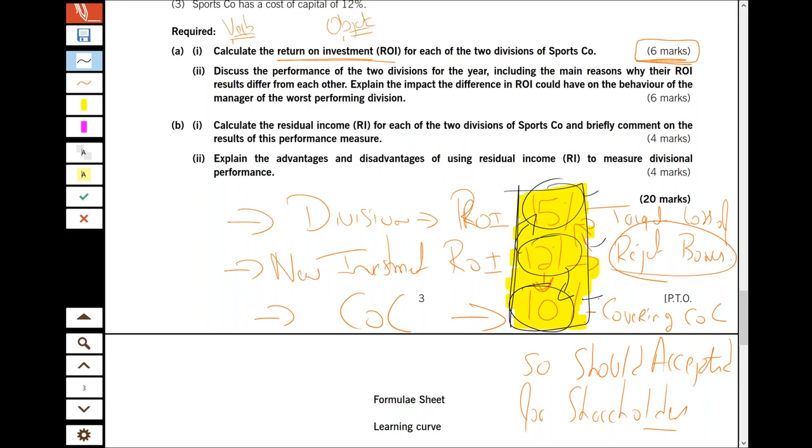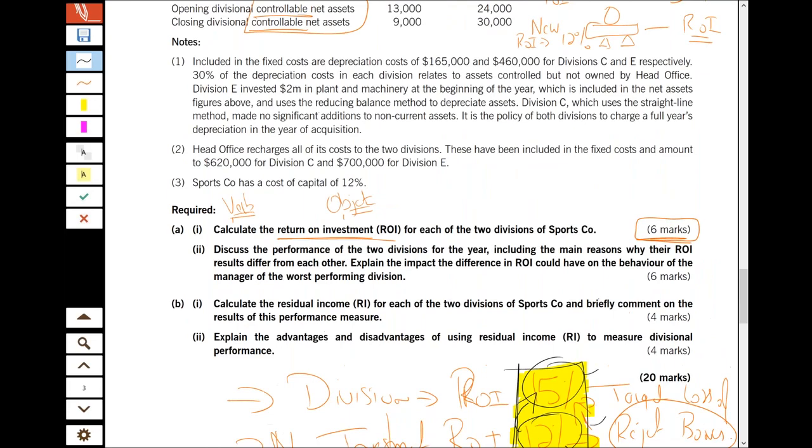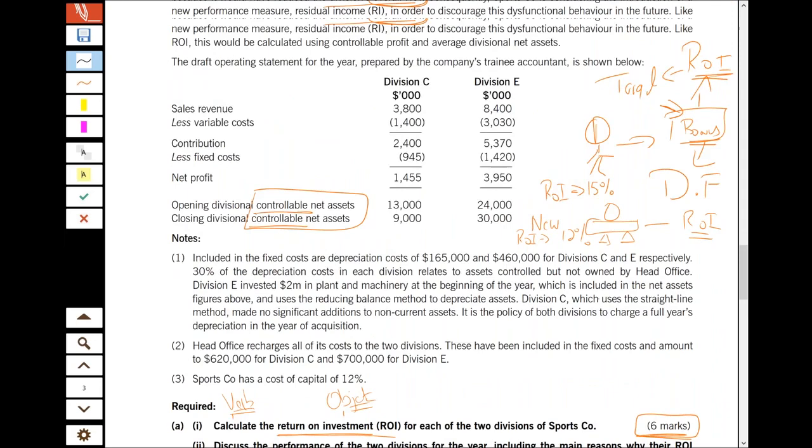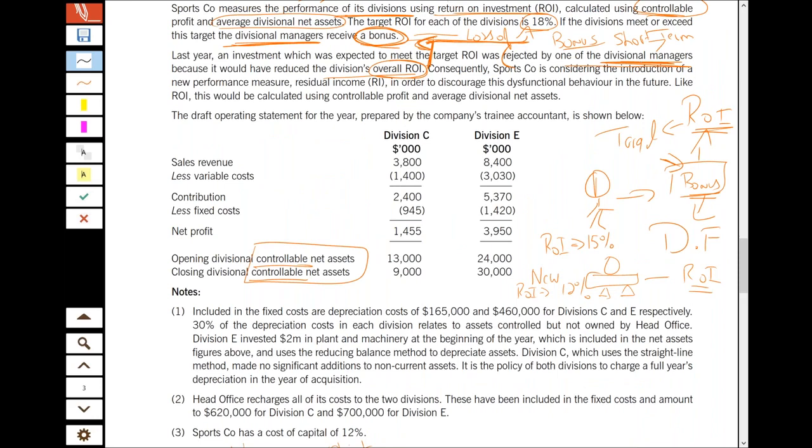Now, let's come back to the scenario and understand the scene. And now we'll get to understand more of the things more clearly. So let's see. The new investment was rejected by one of the division managers because it would have reduced the divisional ROI. Consequently, the sports company is considering introduction of a new measure. See how clear the connection will be made. Now you will understand what it says.